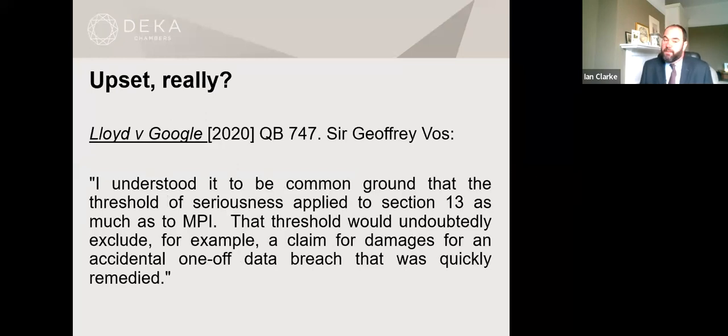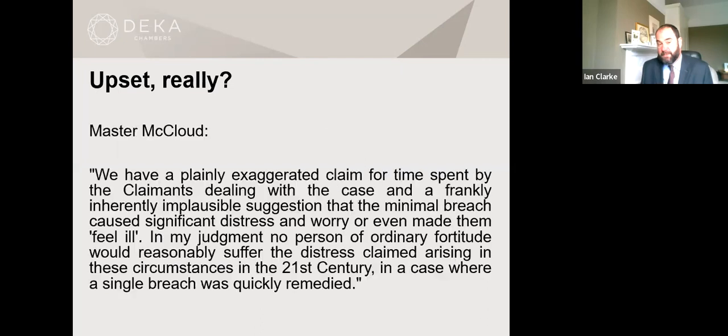Interesting quotation relied on in the case from Sir Geoffrey Vos. I understood it to be common ground: the threshold of seriousness applied to Section 13, so that's Section 13 of the 98 Act, as much as to MPI. That threshold would undoubtedly exclude, for example, a claim for damages for an accidental one-off data breach that was quickly remedied. It's just not serious enough.